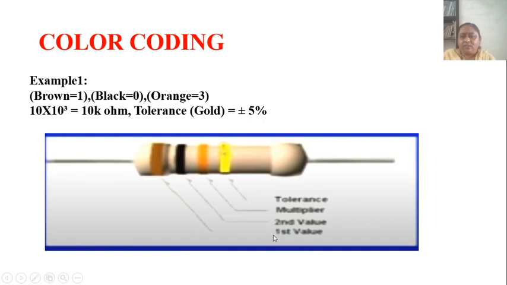See here also: first value, second value, and multiplier. The first color band is the first value, the second color band is the second value, the third is the multiplier, and the next is the tolerance. So this resistor, as shown in the figure, has the value 10 kilo ohm using the color code.